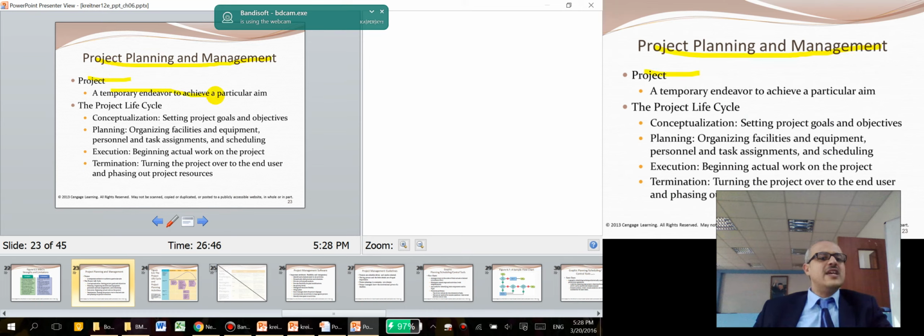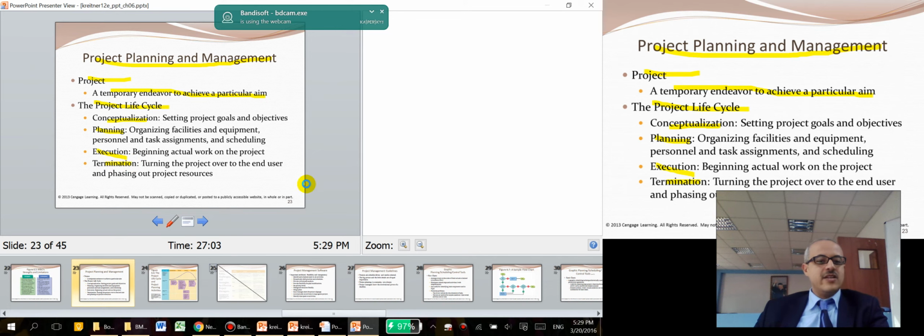It's a temporary endeavor. Maybe you can take this course as a project. It's a temporary endeavor where you achieve a particular aim. This is the project life cycle. It says first conceptualize, plan, execute, terminate.